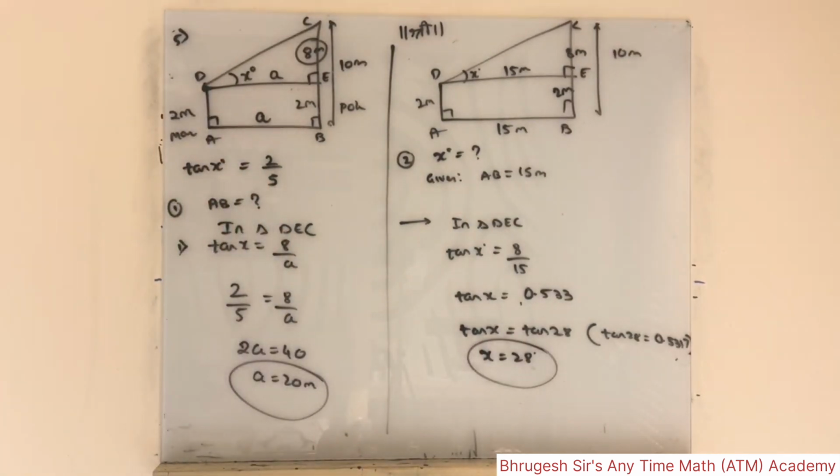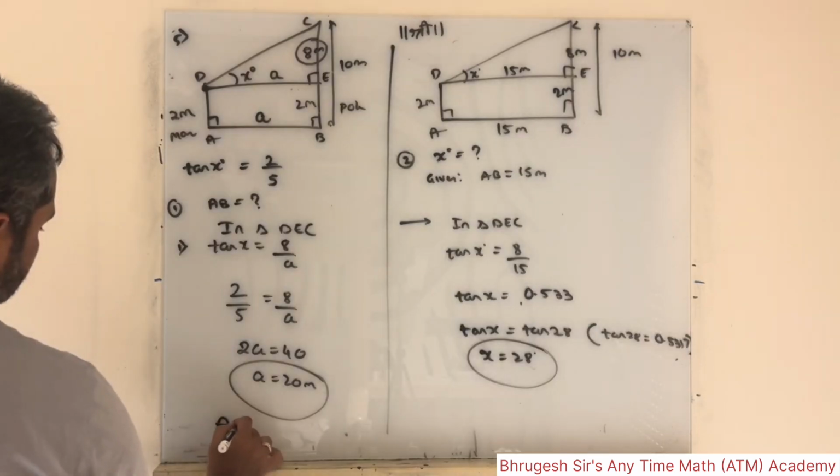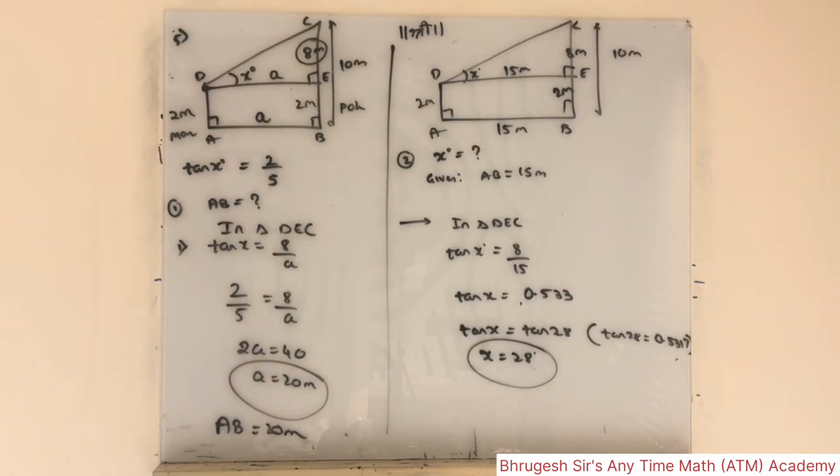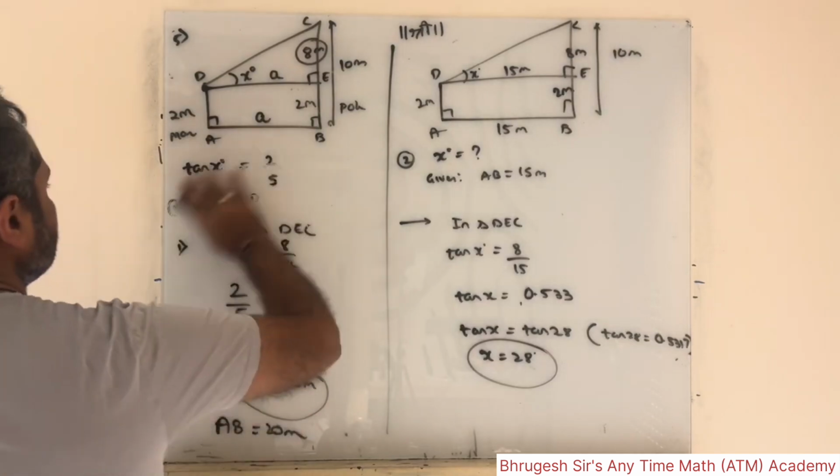Understood the difference between the sums? In the first case, everything remains the same. In the first case, they asked us to find the distance AB. We got 20. In the second case, the distance AB of 15 meters was given, and I need to find angle x to the nearest degrees. Fine. Please pause this video. We'll try to solve sum number 6 now.